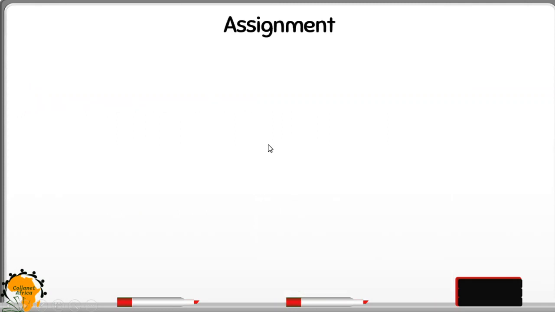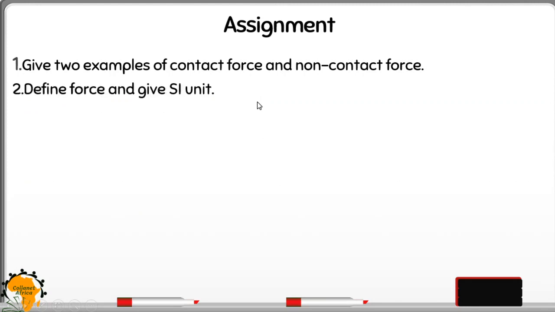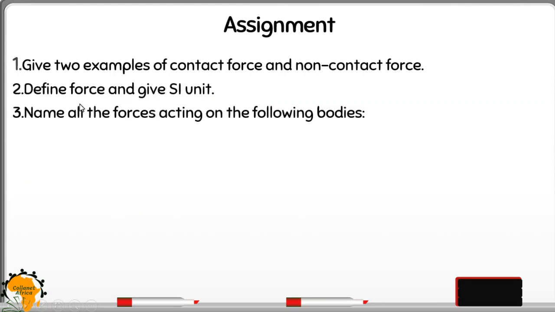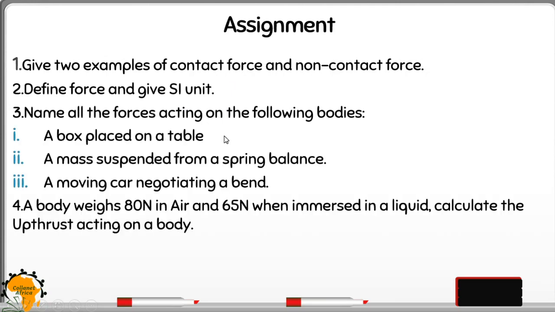Then we move to an assignment. If you look at this assignment, it is evaluating you on what we have just covered. It is important that you revise before you attempt. In calculations, we have said that you start with the formula, then substitute, and then ensure that you have indicated the correct SI unit.